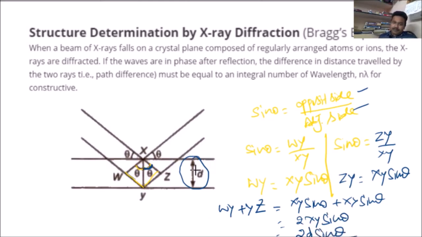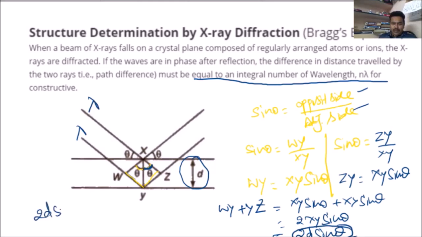This is the d value. This is the path difference. 2d sin theta is the path difference. What is this law telling? Whenever this path difference value must be equal to an integral number of wavelengths, n lambda, where lambda is the wavelength of these waves. This value always equals multiples n of the wavelength. So what you can say? 2d sin theta is equal to n lambda. That is our Bragg's equation.